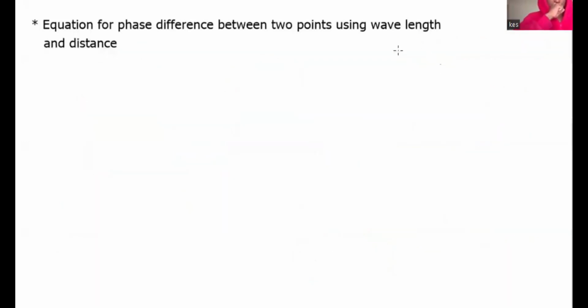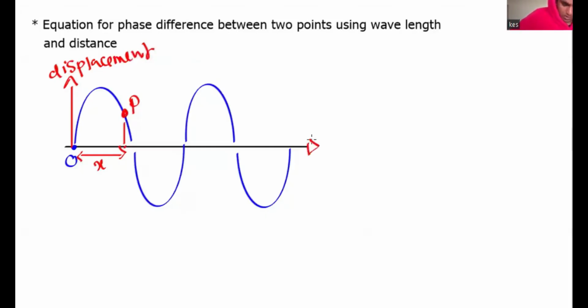Today, the equation for phase difference between 2 points using wavelength and distance. Okay, here we try to obtain the equation for phase difference between 2 points. Then this is the displacement versus distance graph of a certain wave.